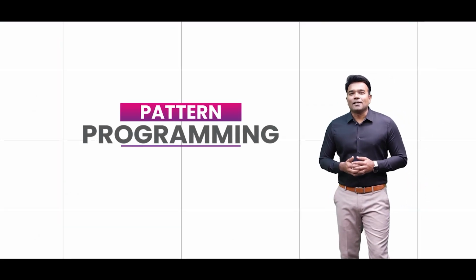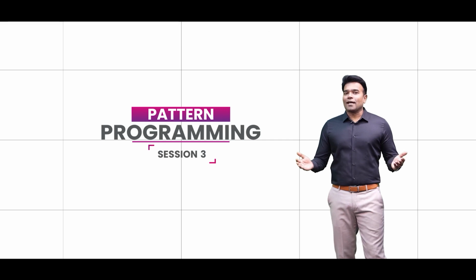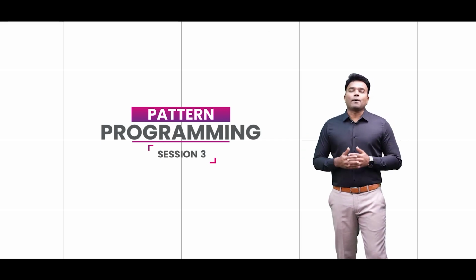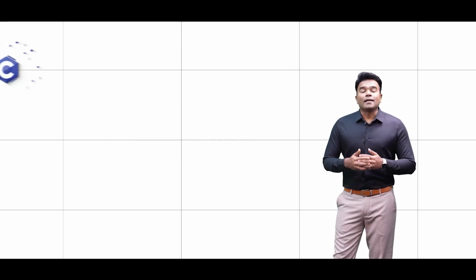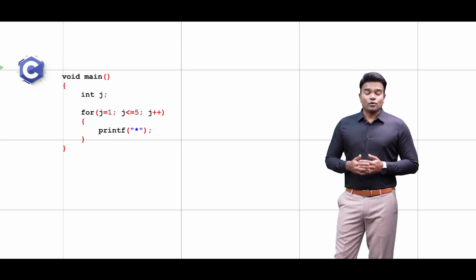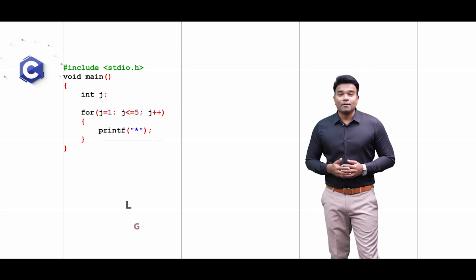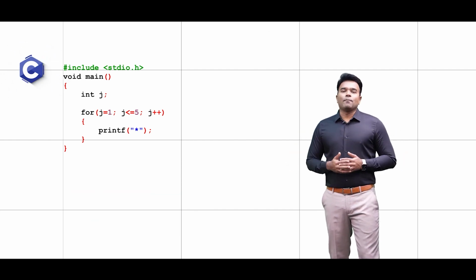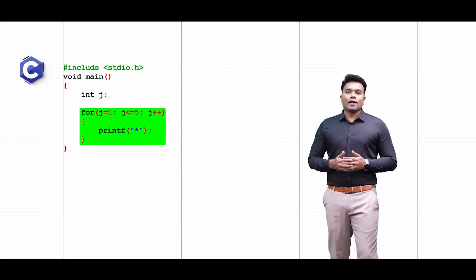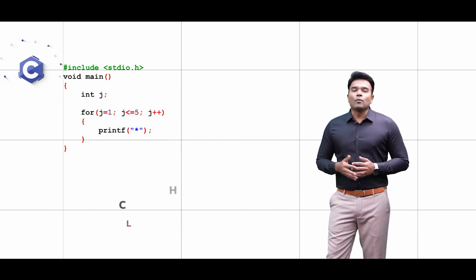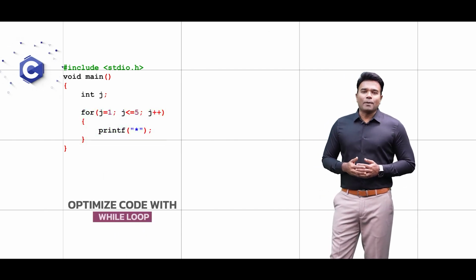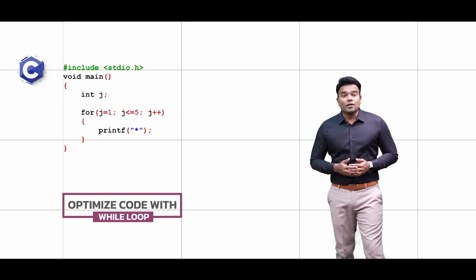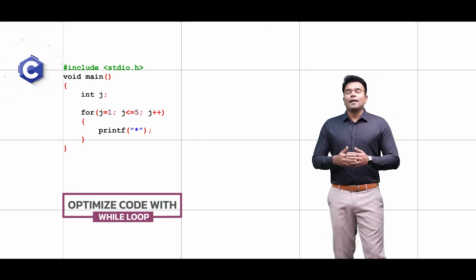Hello and welcome to this session, and in this session we shall again continue our understanding of programming through pattern programming. In this session particularly, I need to tell you how this program can be recoded using a different loop. Here you can see I have made use of the for loop, but I can also do the same by making use of the while loop. So how can I make use of the other types of loops and write the same program efficiently? Let me explain.